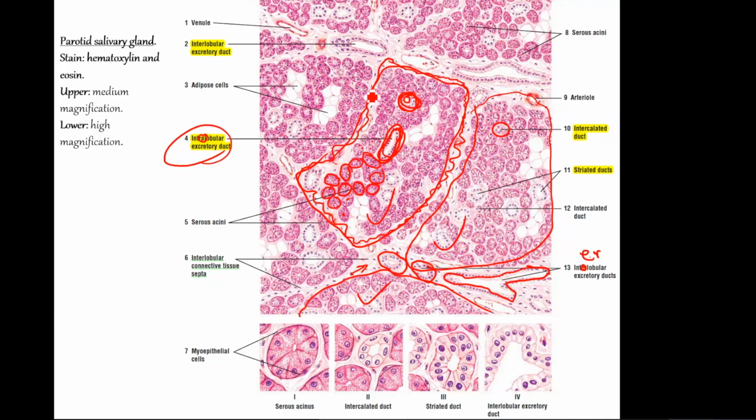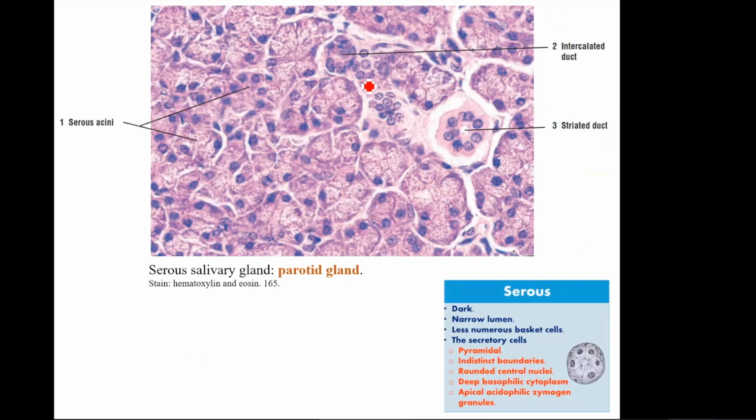So again, back to our main topic, the salivary parotid gland. Look at the serous acini, guys. They are everywhere, and here we go. Here's a striated duct, and this is a smaller one, which is an intercalated duct, right?